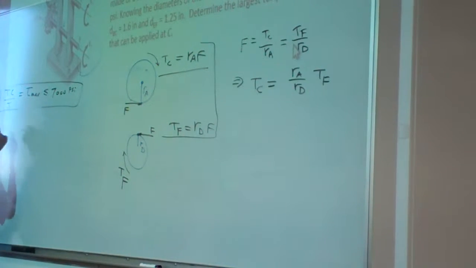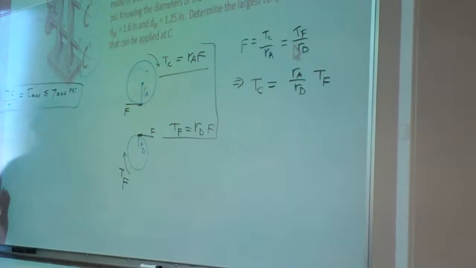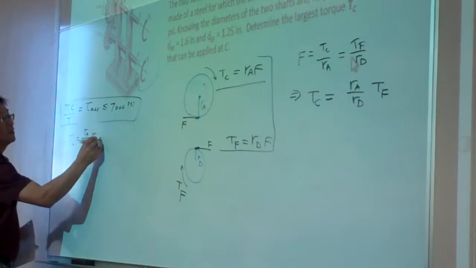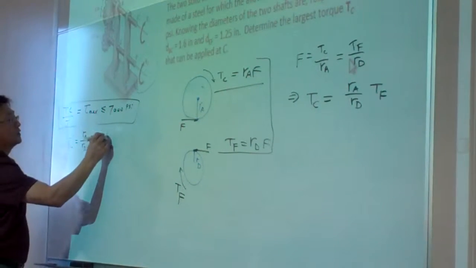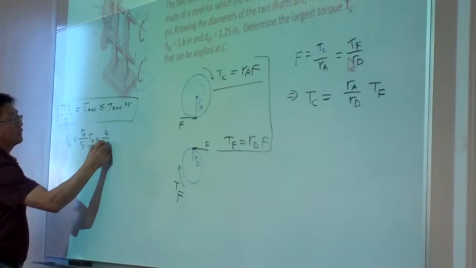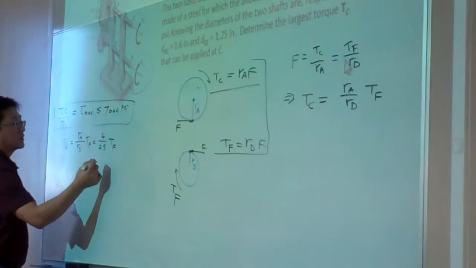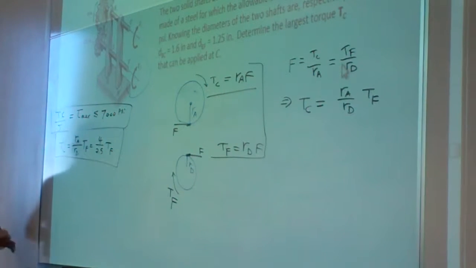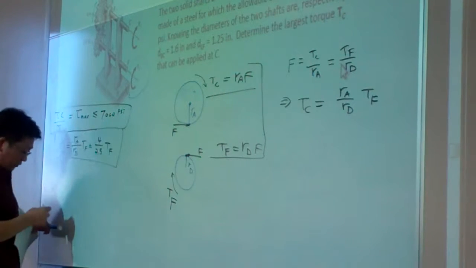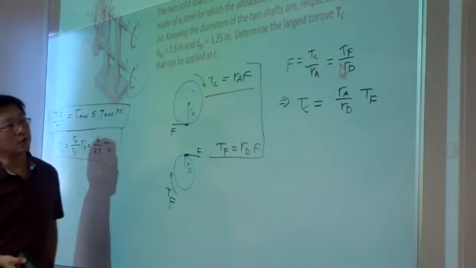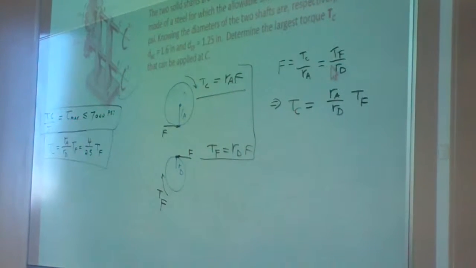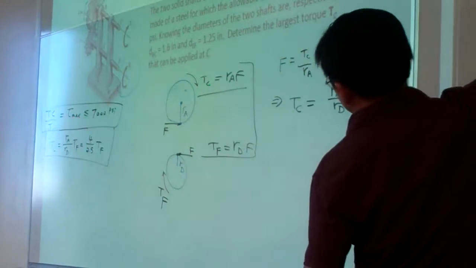So here the TC equals RD over RA times TF, and RA equals 4, and RD equals 2.5, so TC equals 2.5 over 4 TF. So that is, we'll keep that one here. So now those are the two relations we have to use. With the two relations, then we check individually the shaft.